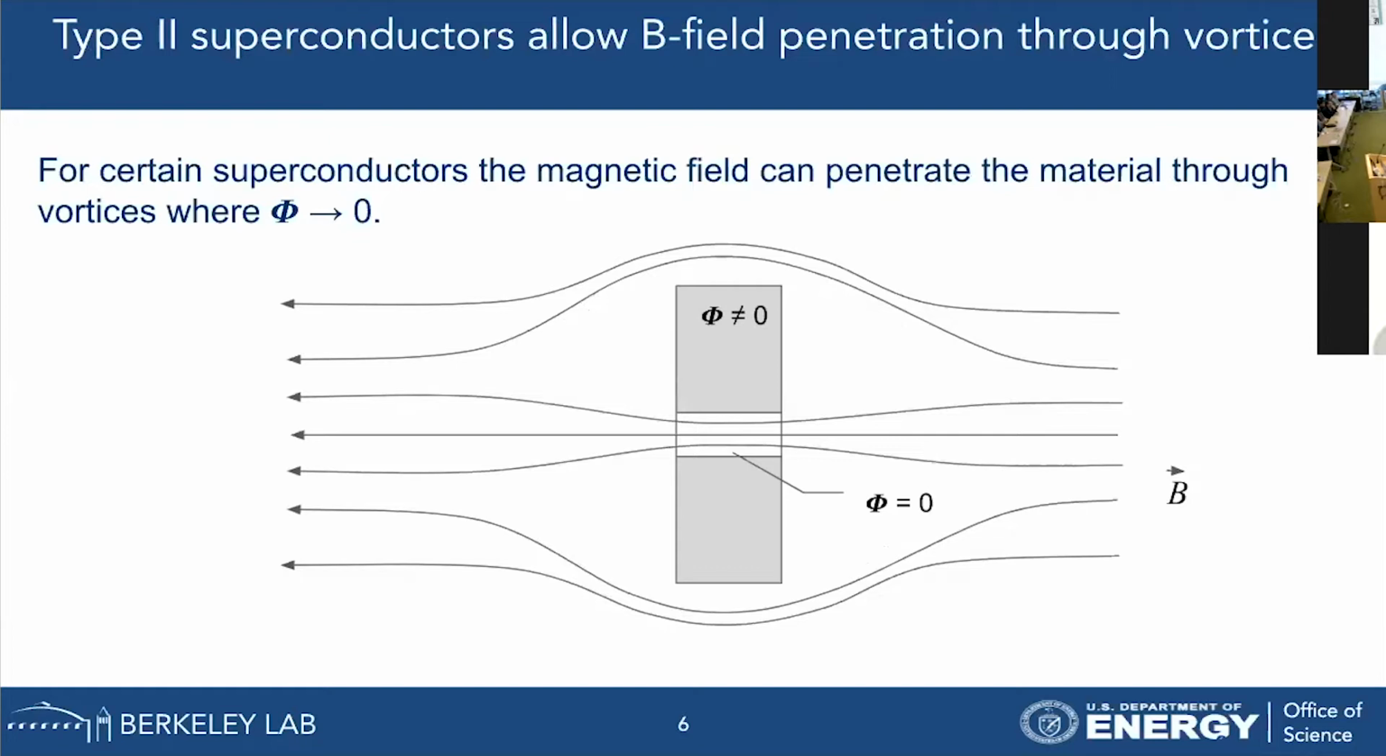However, we're interested in something known as a type 2 superconductor, which actually allows some magnetic field to penetrate through vortices within your superconducting material. So the way that works is that you have your superconducting material, where mostly your order parameter phi is non-zero. However, there are some localized regions where the magnetic field can actually penetrate through the superconductor, where phi goes to 0. I'll go a little bit into how that works in a couple of seconds here.